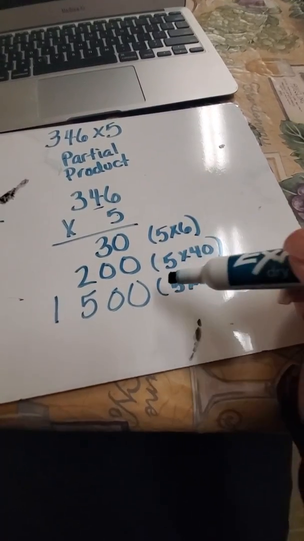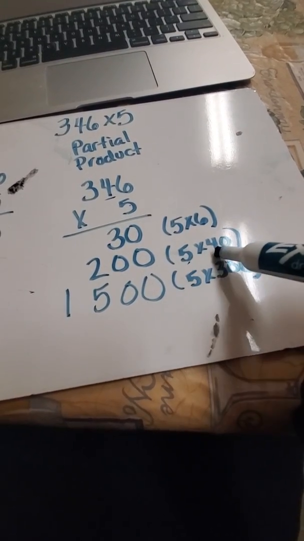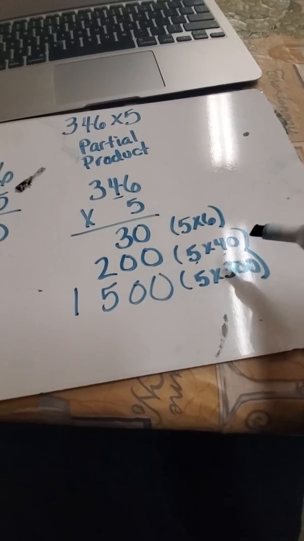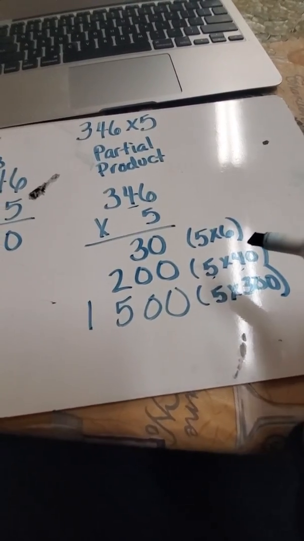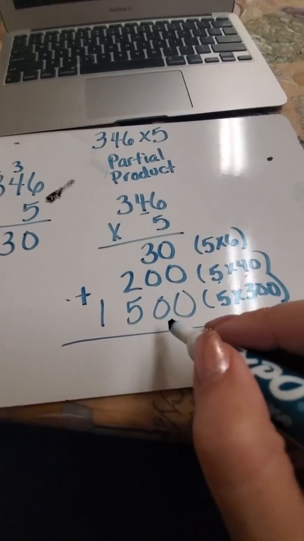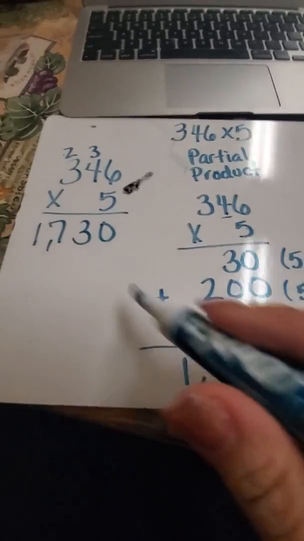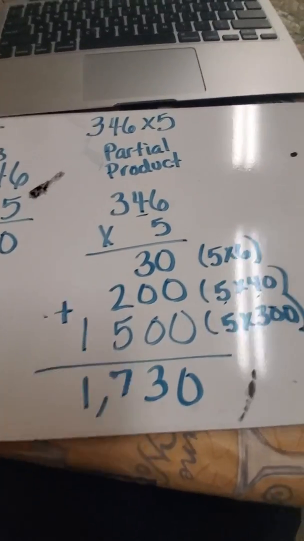Now these are a little simpler, I think, because you're multiplying by 10. So if they just do 5 times 4, which is 20, and then put the extra 0, multiplying by tens, hundreds, and thousands tends to be easier, or at least for me. So then I add, voila, I get the same product.